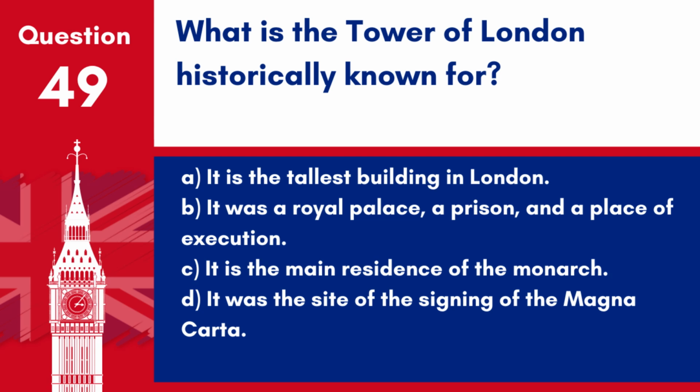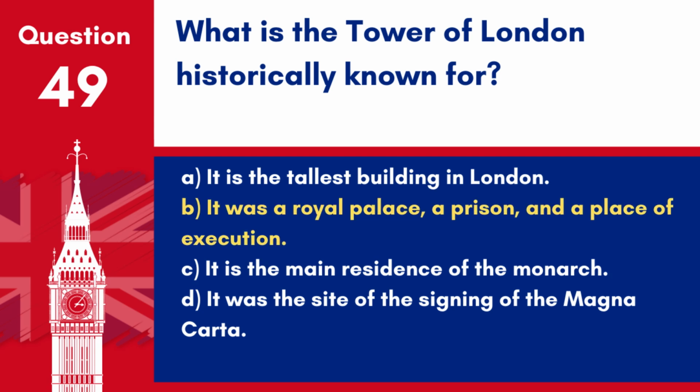Question 49. What is the Tower of London historically known for? A. It is the tallest building in London. B. It was a royal palace, a prison, and a place of execution. C. It is the main residence of the monarch. D. It was the site of the signing of the Magna Carta.